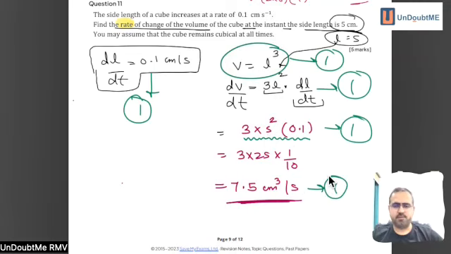Sir, could you not just go right away and write 3 times 25 times 0.1? Don't they mean the same thing? It is the same thing, but you should show this step. As I was saying, this is the most important step, where you are showing that you are putting L is equal to 5, dl by dt is 0.1. Okay.